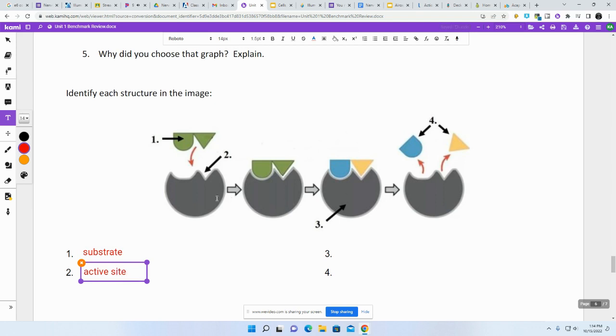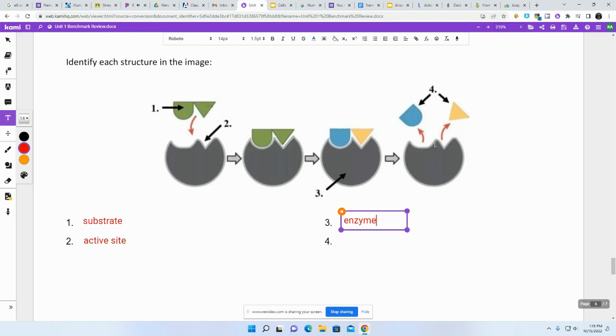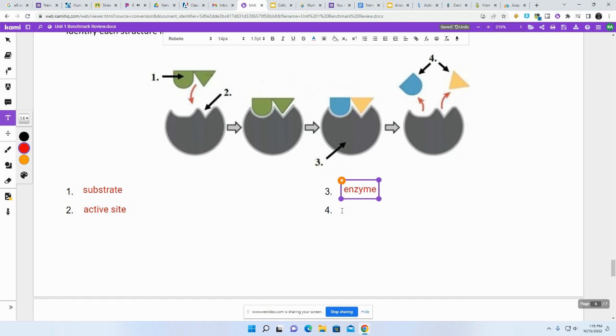Three, this gray blob. It shows you from start to finish. Everywhere here, here, here, and here, that's the enzyme. So that gray thing is the enzyme. And four, the blue and the yellow thing, the thing you make, whenever you make something, that's your product. That's what you produce. That's what the enzyme made. So the enzyme turned this green substrate into this blue and yellow product.